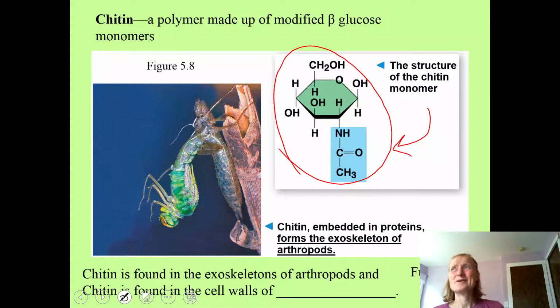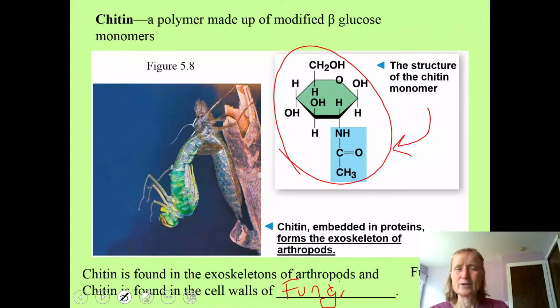So next time you go outside, take a look at trunks of trees. You might see some cicada shells, exoskeletons. They are made up of chitin. And chitin is found in the cell walls of fungi. Fungi cells have walls, and chitin is in them.